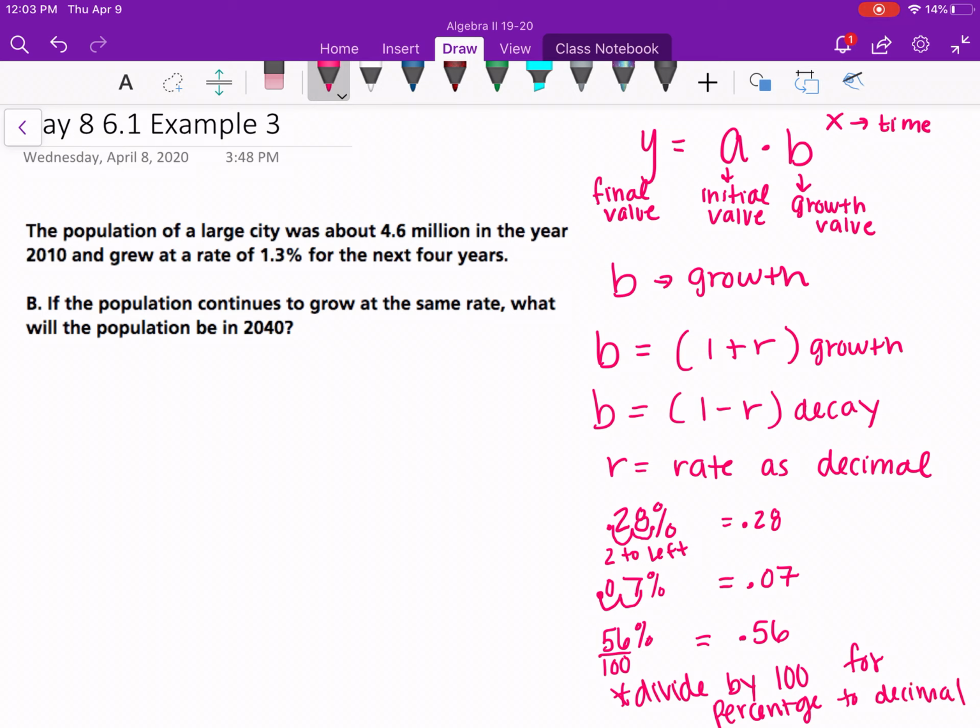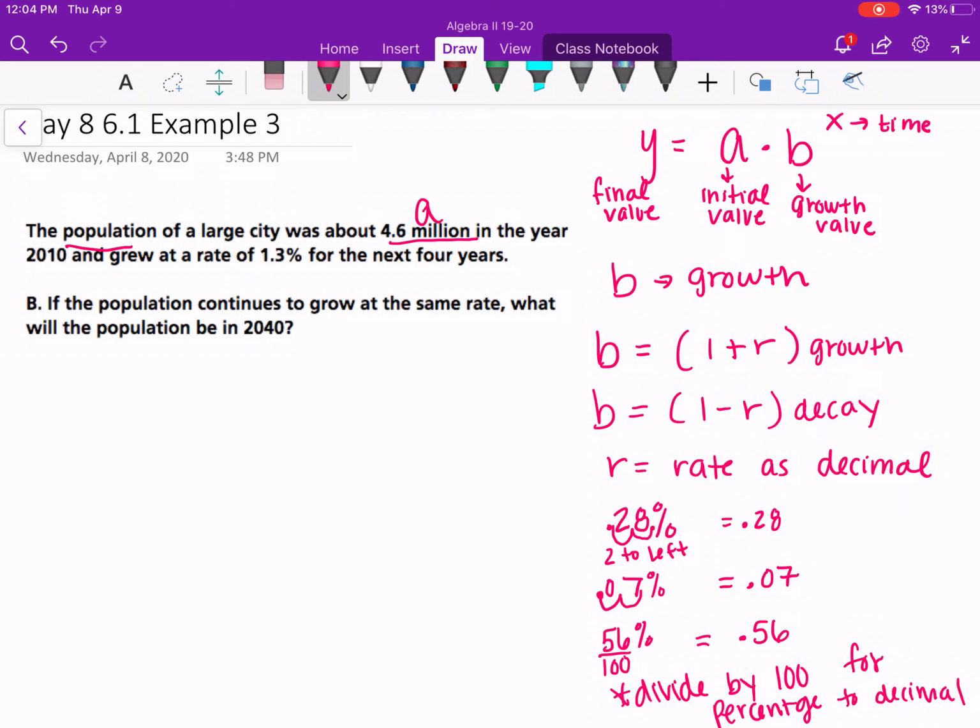All right, so now that we know our anatomy of this problem, we know what everything means, where everything goes, now let's look at our problem, okay? So it says the population of a large city was about 4.6 million in the year 2010, grew at a rate of 1.3% for the next 4 years. If the population continues to grow at the same rate, what will the population be in 2040, okay? So going through this problem, we found a lot of good information, okay? We saw that the initial population was 4.6 million.